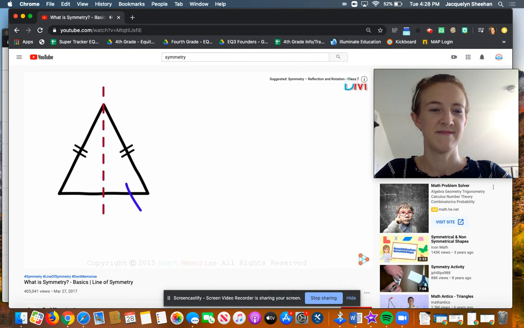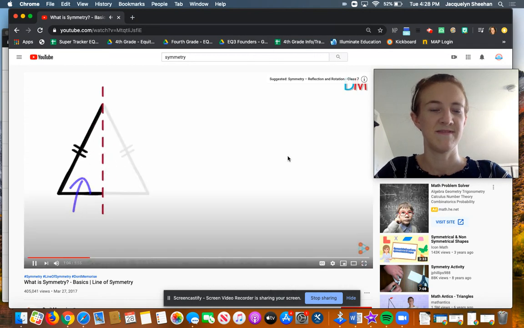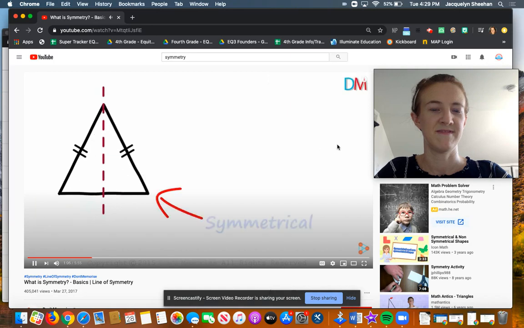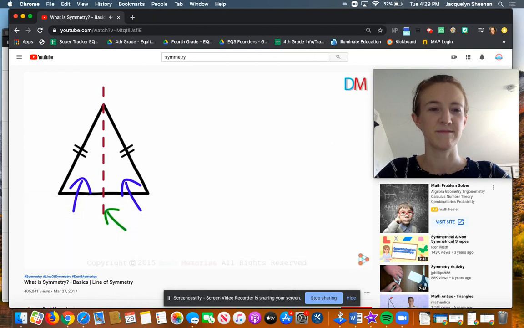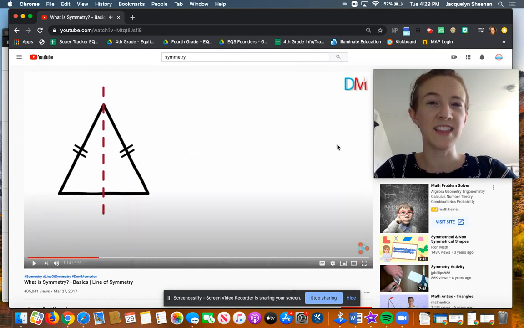If the part on the right is taken over to the left, we see that they overlap exactly. And that is why this shape is said to be symmetrical. The two parts match exactly when folded along a line. So we would call that line a line of symmetry.